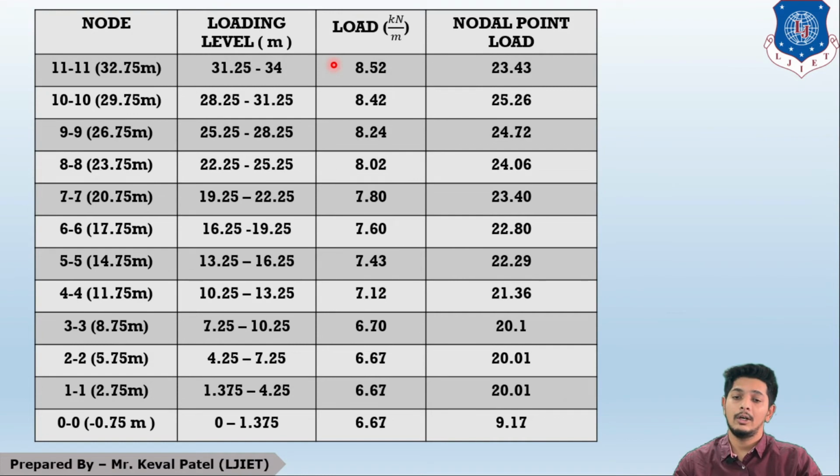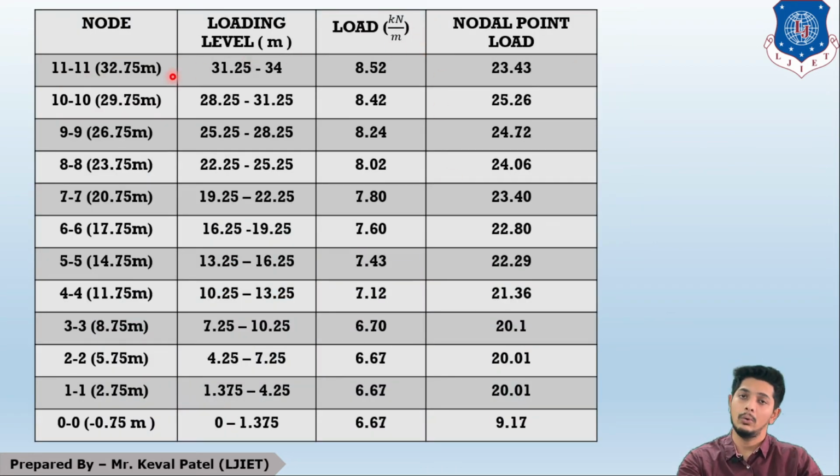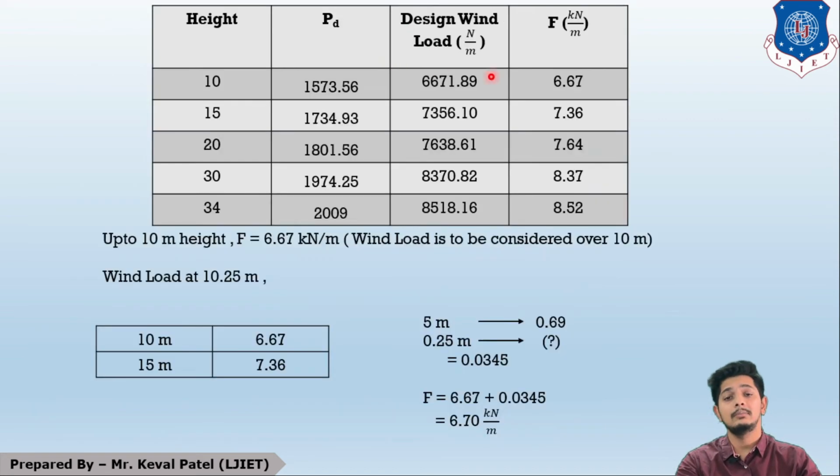Now, let us understand the third column, which is load in kilonewton per meter. I have these kilonewton per meter values as in the previous table for 5 heights only, which are 10 meter, 15 meter, 20 meter, 30 meter and 34 meter. These are the values I already have. But I will need all these values for different nodes because I want nodal distribution of load, right? So to get these values, I have to interpolate my already got values, which are these five.